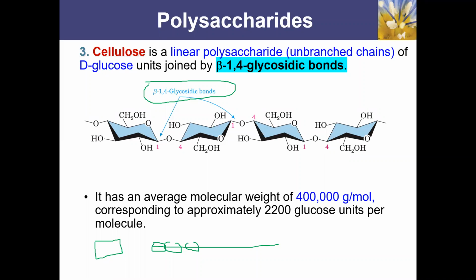So do you find any difference between starch, glycogen, and the cellulose? What was the linkage in starch and glycogen, guys? Alpha. Very good. We have a beta, and that is a very big reason that we are not able to digest the cellulose.